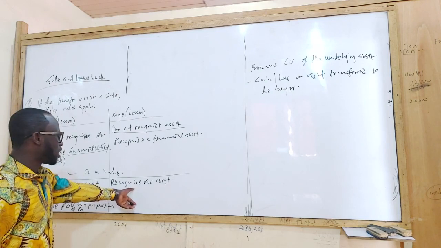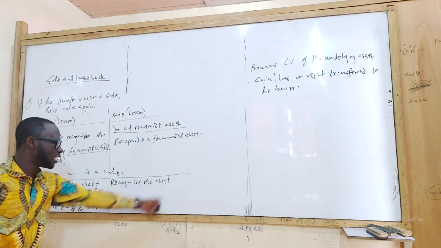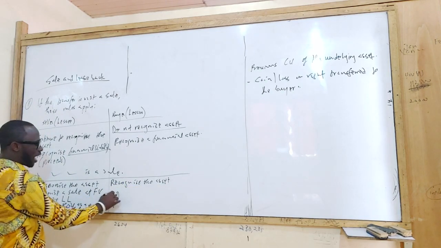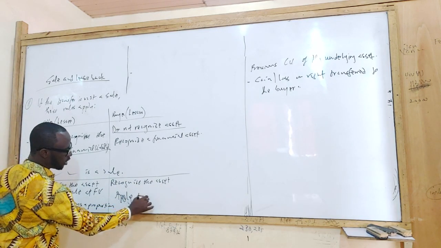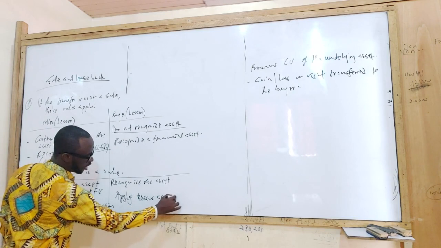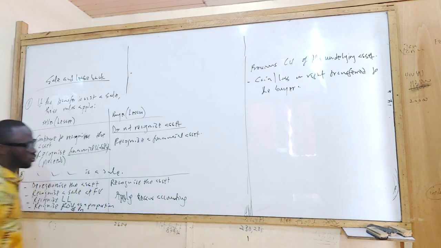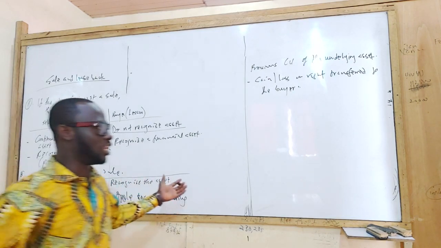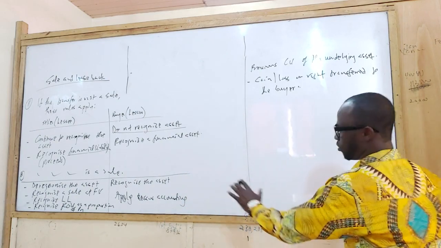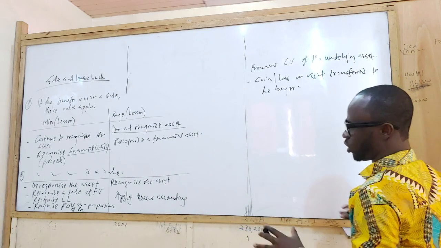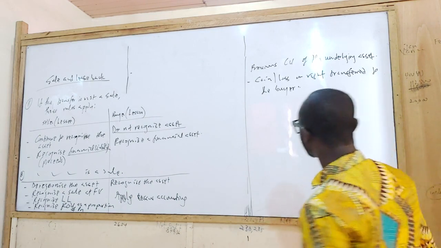Then, what does the buyer do? After recognizing the asset, the buyer will apply the lessee accounting, the way he would have accounted for it if he had just leased his own asset. So he applies the lessee accounting. Now, what is the meaning of these two things? This is what we mean.